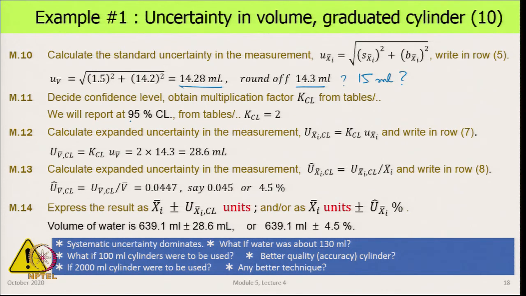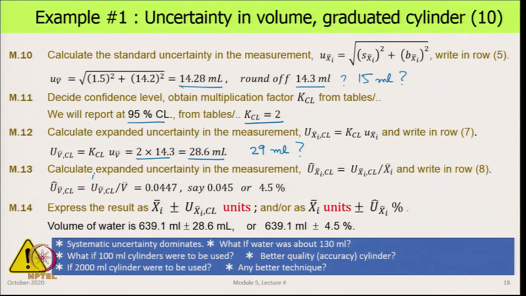Confidence level: we say we will report at 95% confidence level, for which our multiplication factor is 2. So, the expanded uncertainty in the measurement, Ux bar CL, is 2 times 14.3, which is 28.6, and this also we can say, well, can I round it off to 29?